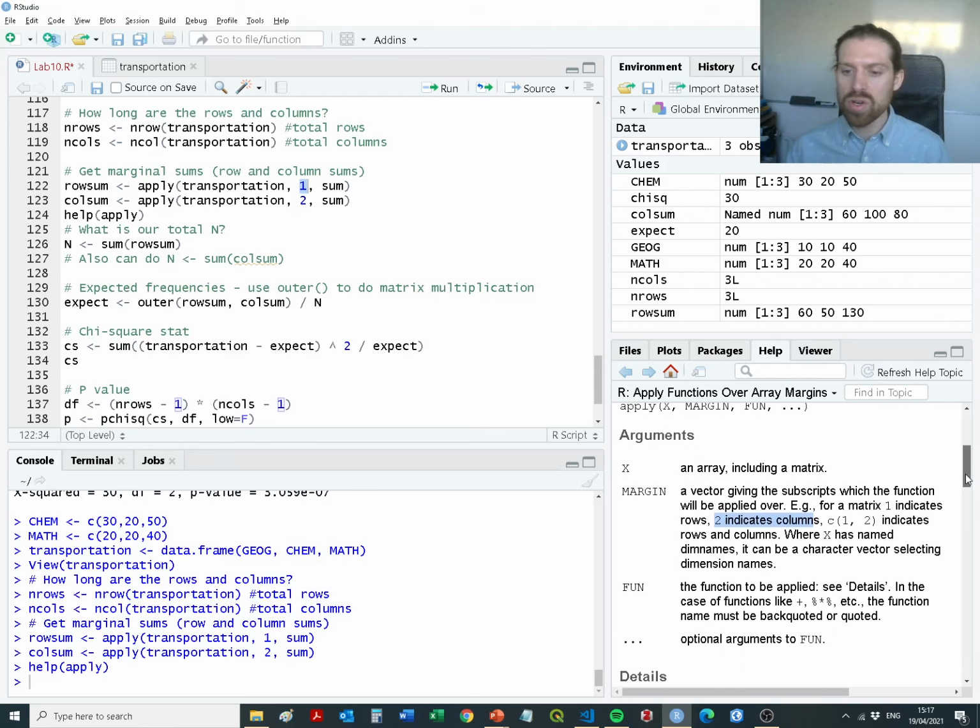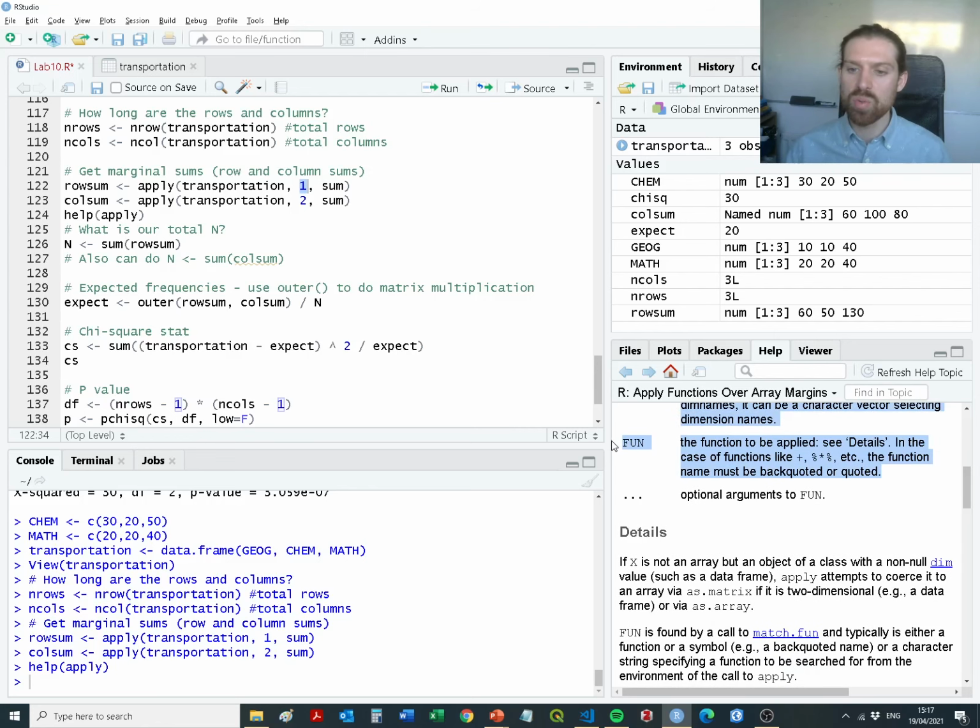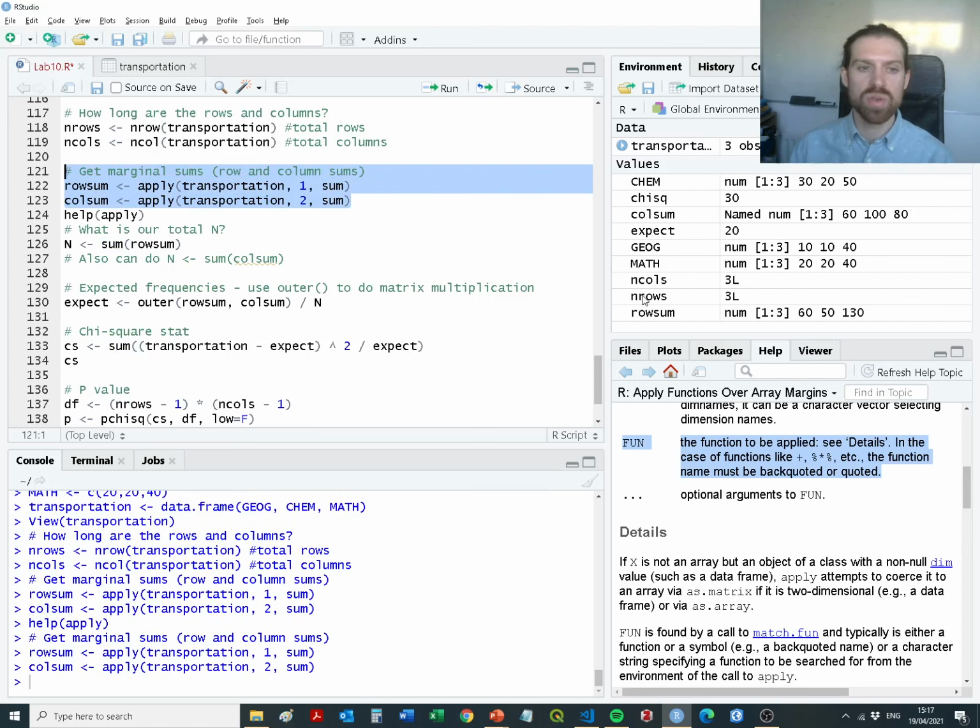Okay, and then the function is just whatever function we want it to be, and here we've just gone for the simplest because that's what we need, so it's just a sum function. So that should be relatively straightforward for you, and when we place those into the actual memory, we get the row sums and the column sums for each one of those different dimensions. Okay, so you can see it up here, 60, 180 for the column sums, and for the row sums we get 60, 50 and 130.